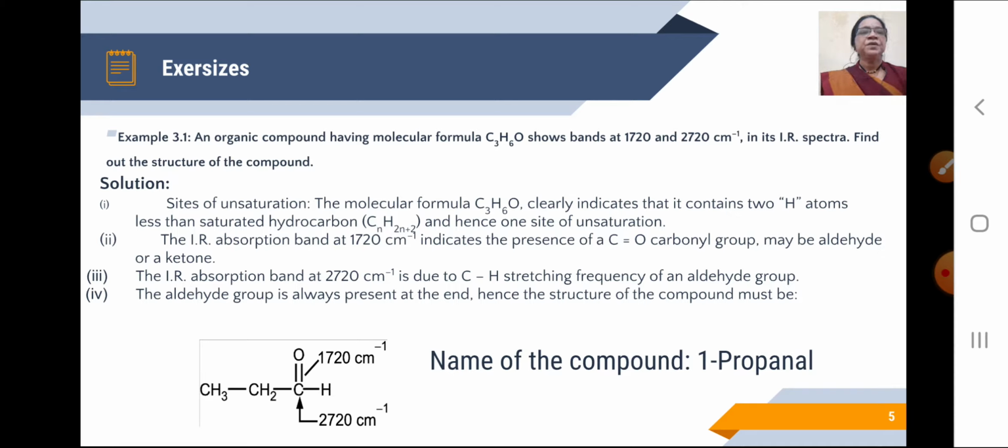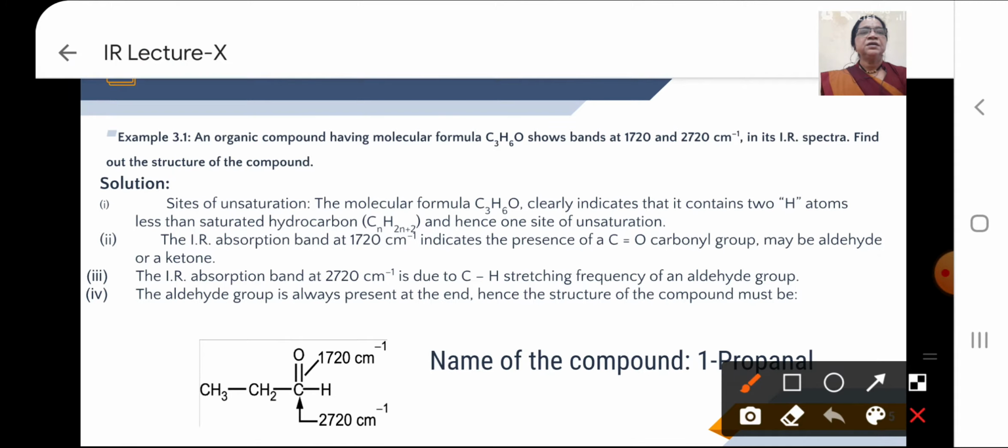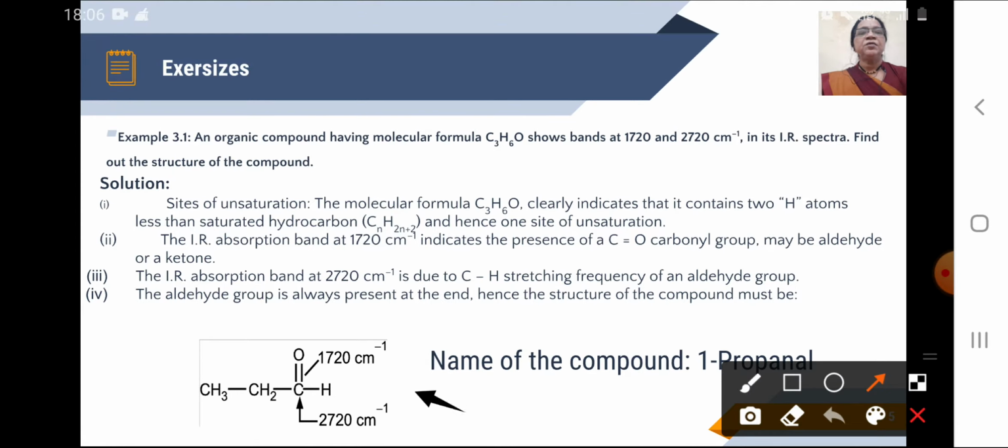See here, this is the structure of the compound, in which the C=O stretching takes place at 1720 per centimeter, while the CH stretching in the aldehyde takes place at 2720 per centimeter.